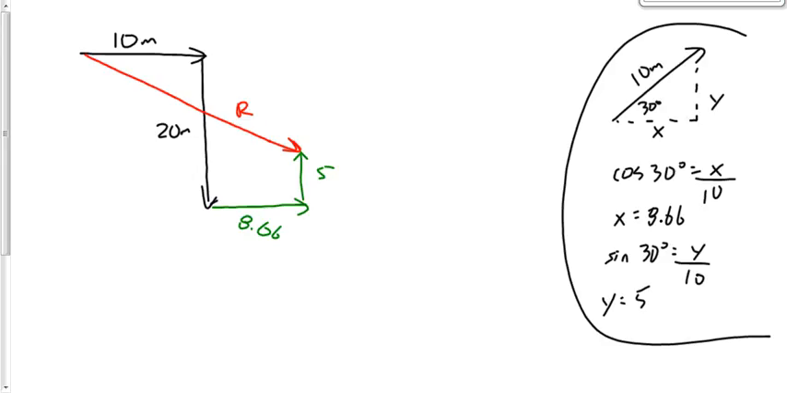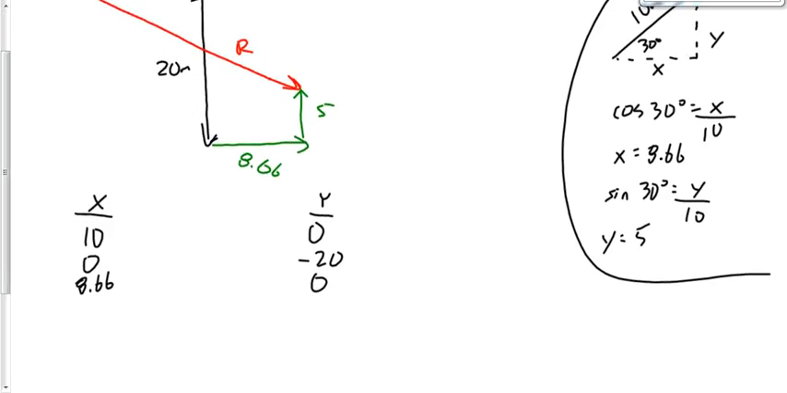Now it's a question like I did a few minutes ago, right? We've got 4 vectors now that are all right angles to each other, and I can deal with this. This isn't that crazy now. So let's break it up into x and y components. The x component and the y component of the first one, 10 meters for the x, 0 for the y. 0 for the x, negative 20 for the y. 8.66 for the x, 0 for the y, and 0 for the x, and 5 for the y.